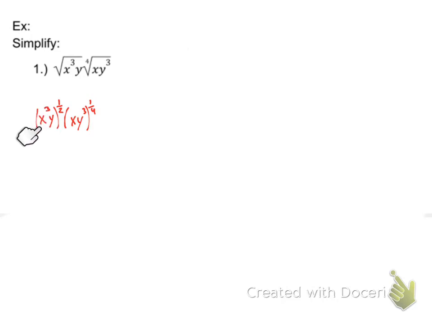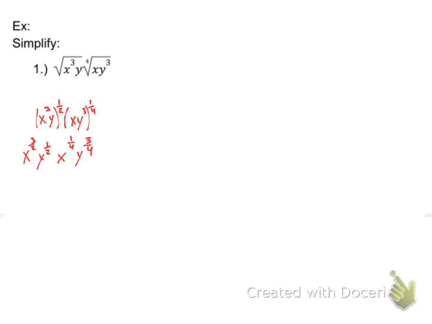Look at your x. X has a power already, doesn't it? So what should I do with those powers? Multiply. So this would be x to the 3/2 power. Y to the what power? 1/2. Bringing the next one in. So 1/4, that means it becomes x to the 1/4. Y to the 3/4.